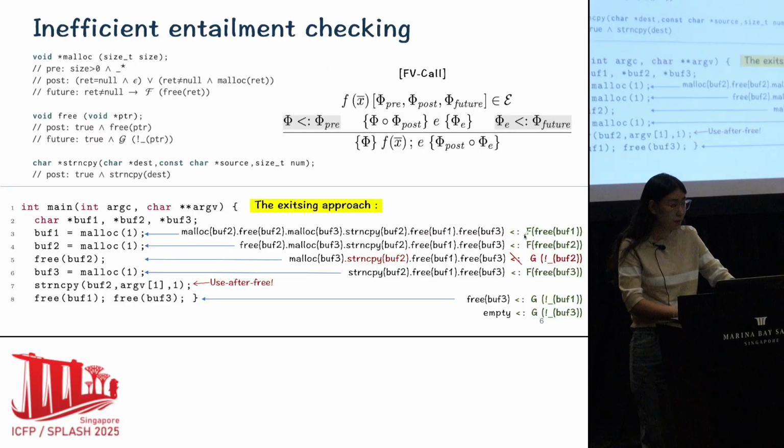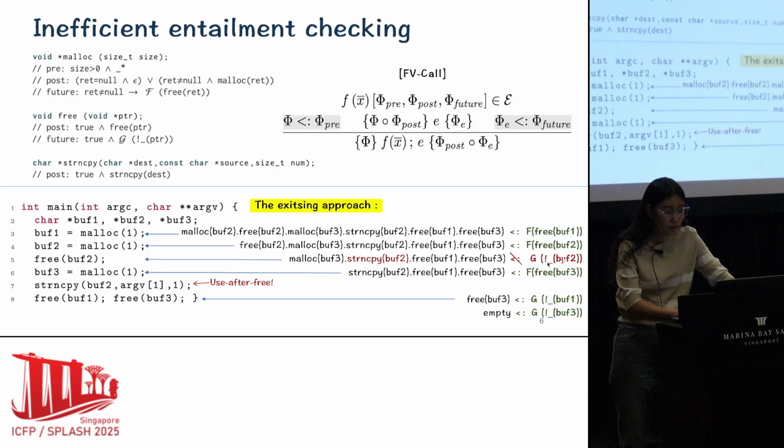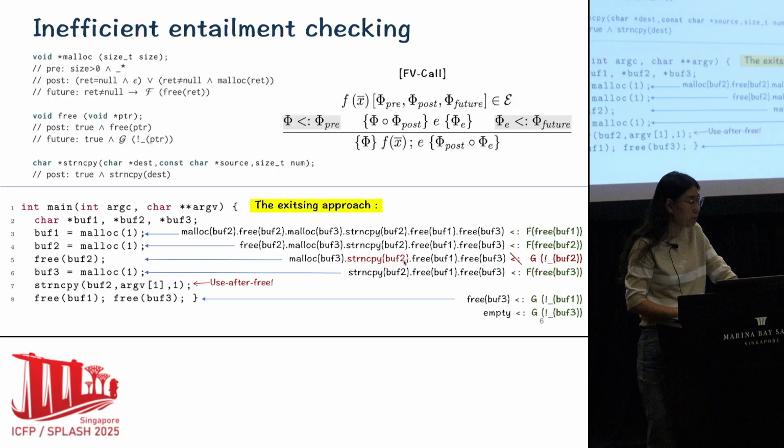So the first entailment check succeeds. And this process goes on till we have the first free statements on the buffer 2, and it triggers a future condition that globally does not make use of this buffer 2. And then we find that for the rest of the trace, the statement of string copy at line 7, this event violates the constraint, because it actually made use of buffer 2 at this point. Therefore, we captured a bug by a failed entailment checking.